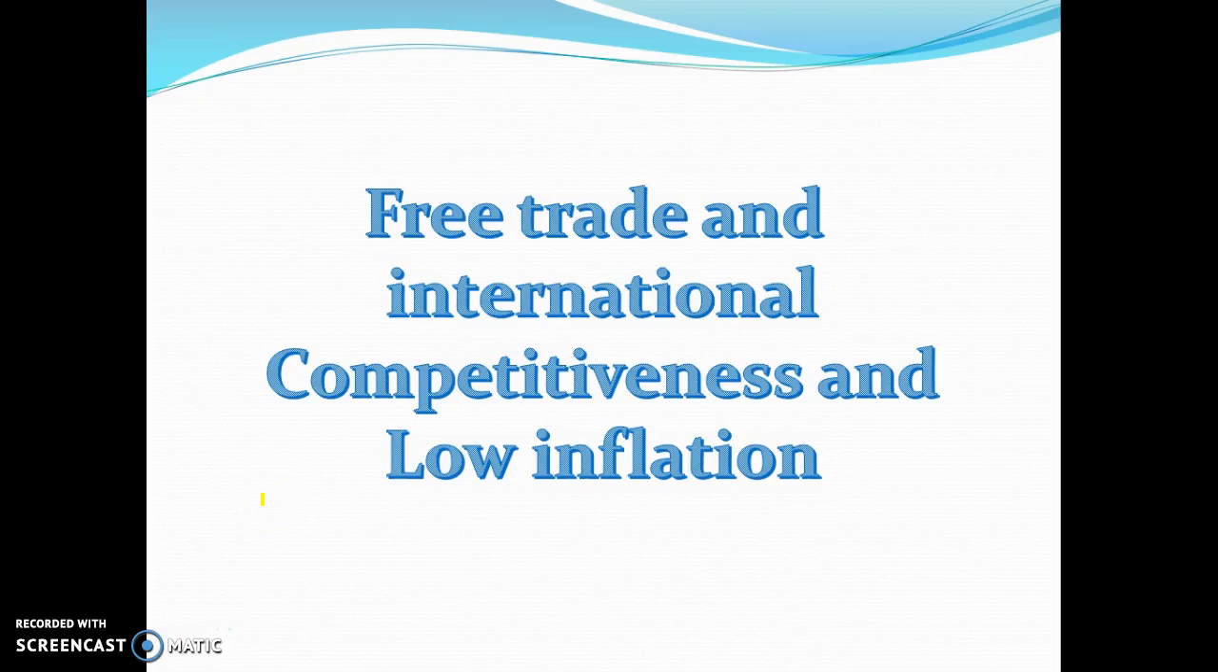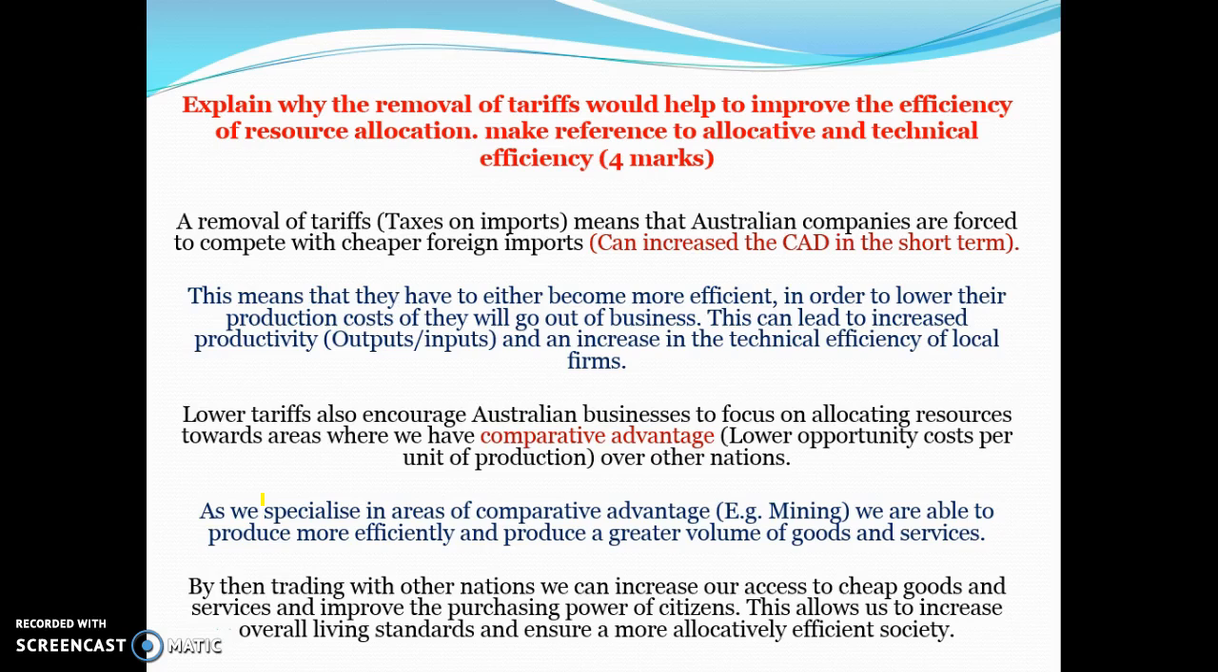Okay, in this video we're just going to have a look at how free trade can help boost international competitiveness in the long term and help to achieve the goal of low inflation or price stability. So just before we go on to that, a common question: explain why the removal of tariffs might help to improve efficiency, making reference to allocative and technical efficiency.